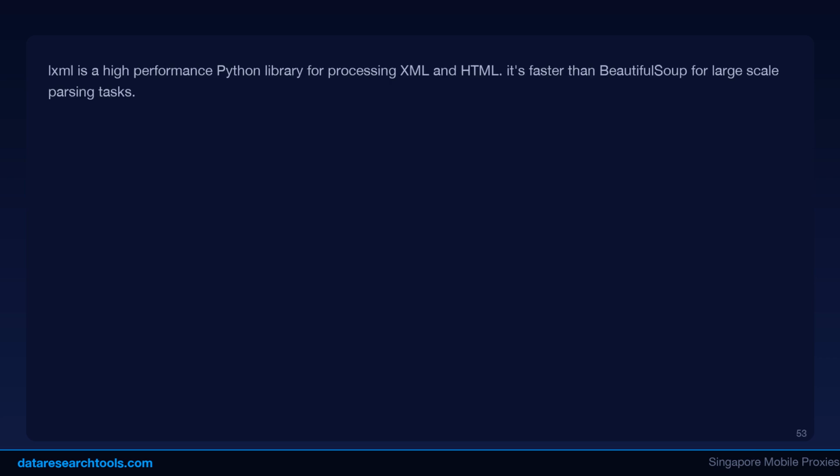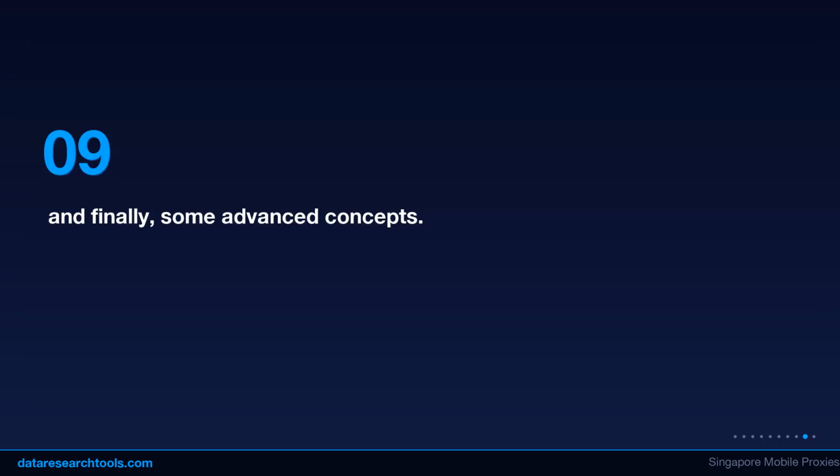Cheerio is a fast, lightweight Node.js library for parsing and manipulating HTML. It provides a jQuery-like API for server-side scraping. And finally, some advanced concepts. API scraping means extracting data from web APIs rather than HTML pages. It's often more efficient and structured than HTML scraping.